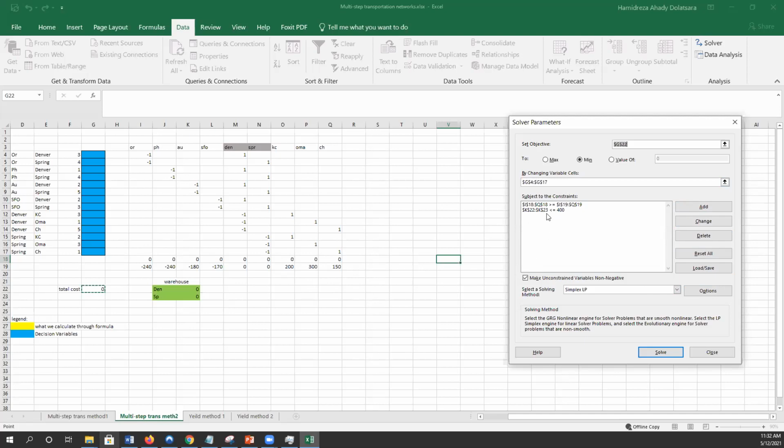And similarly, the second constraint is for the warehouse. You remember these green cells just show the summation of products I'm sending to the warehouses. It should be less than or equal to 400 because I cannot send more than 400. Any questions?